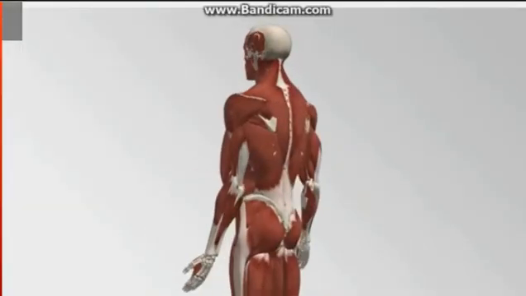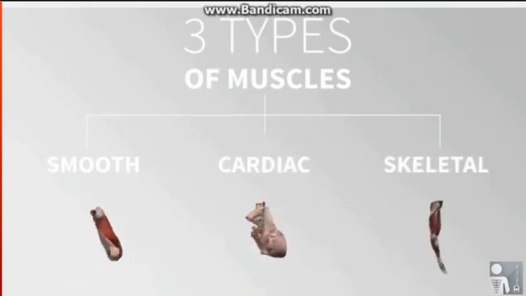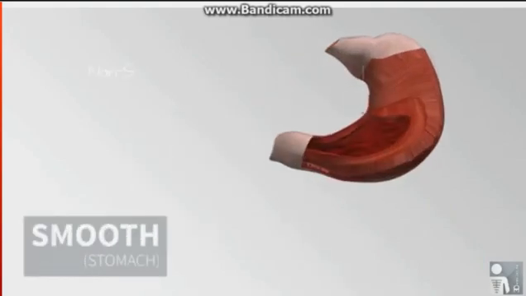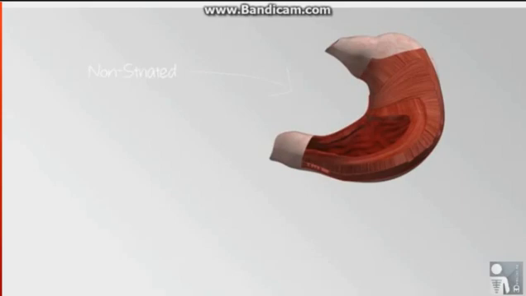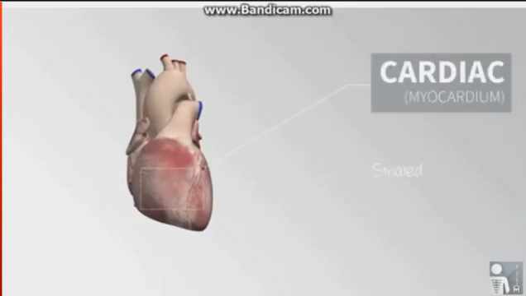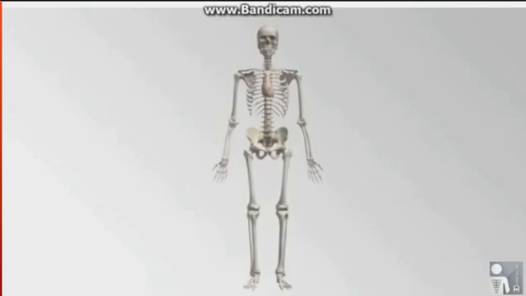Three types of muscles are contained within the human body: smooth, cardiac, and skeletal muscles. Smooth muscles are found in the walls of many organs, such as the stomach and in blood vessels. They have a non-striated appearance and contract involuntarily. Cardiac muscles are found in the walls of the heart. They also contract involuntarily but have a striated appearance.